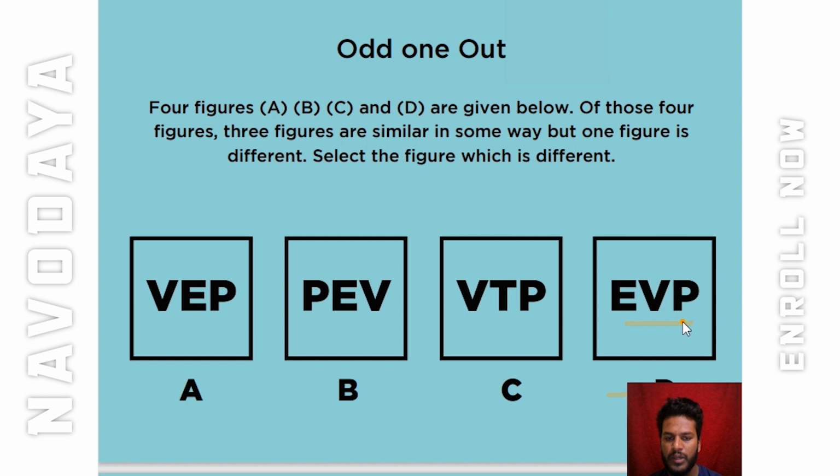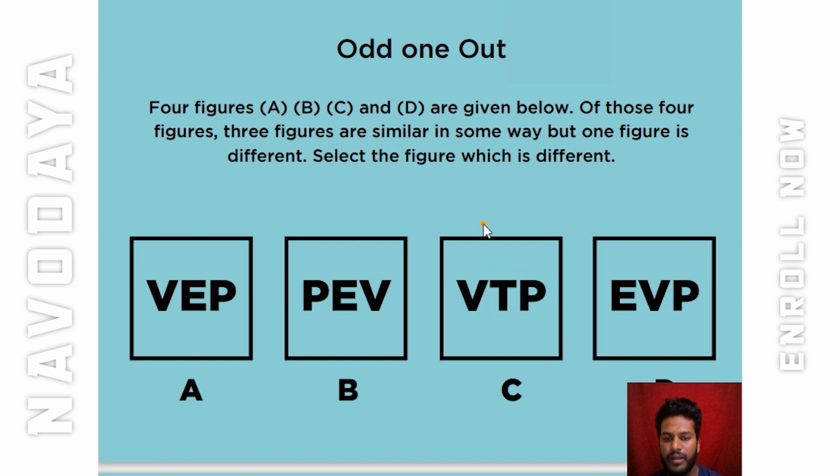Now, we need to identify which alphabets are similar. The first thing, we have V, E, P, then P, E, V, and even in D, we have E, V, P. These alphabets are similar, having them in A, B, and D. When it comes to C, we found this T, which exists only in figure C. It is not in A, B, and D.